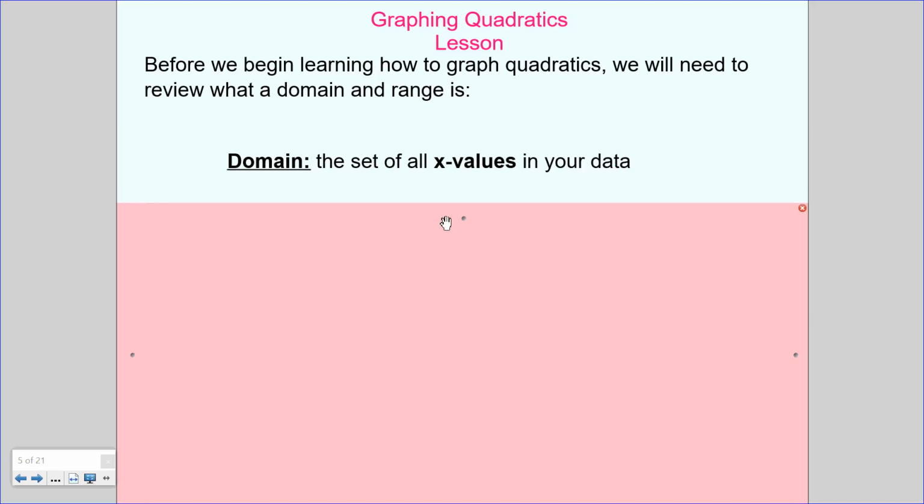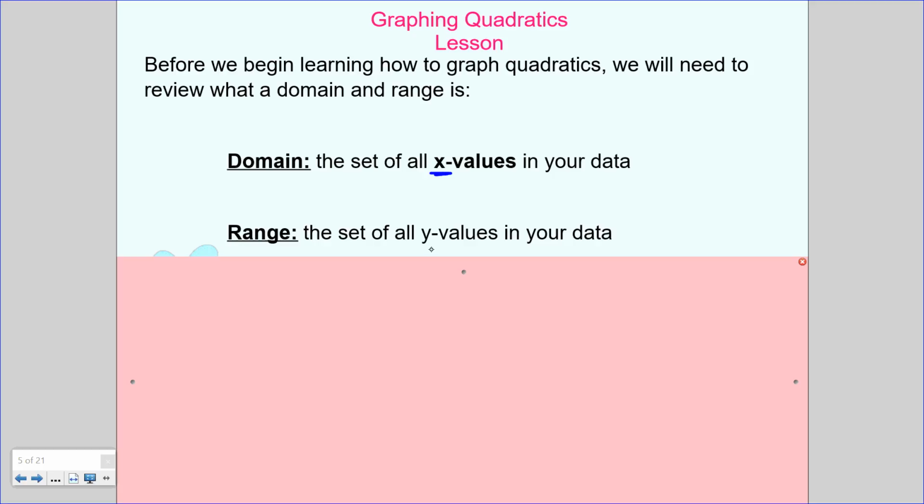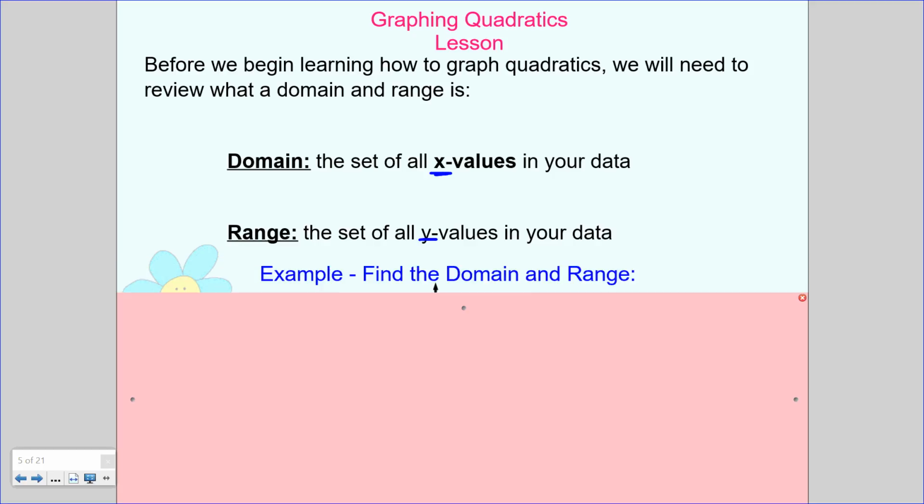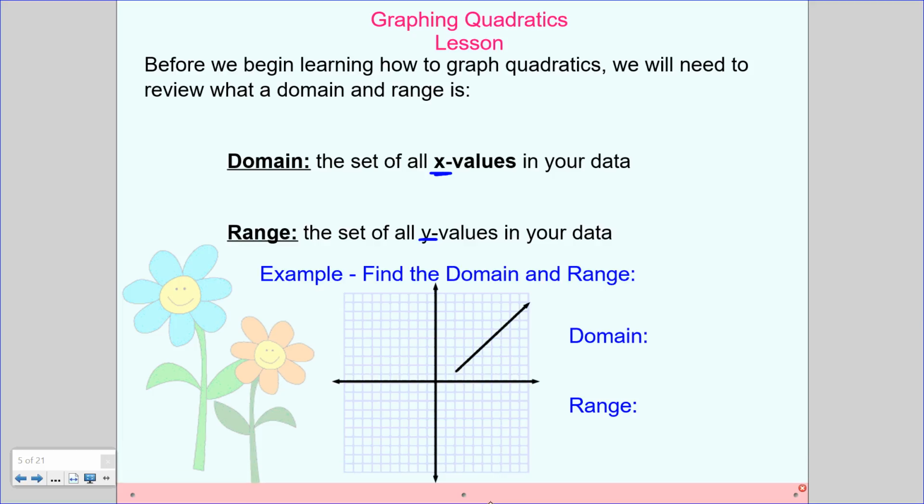So remember that the domain is the set of all of your x values in your data, and the range is the set of all of your y values in your data. For example, let's say we have this graph that starts at the point 2, 1, and then continues off into the right, quadrant 1 direction, onto infinity, and you can tell that by the arrow.